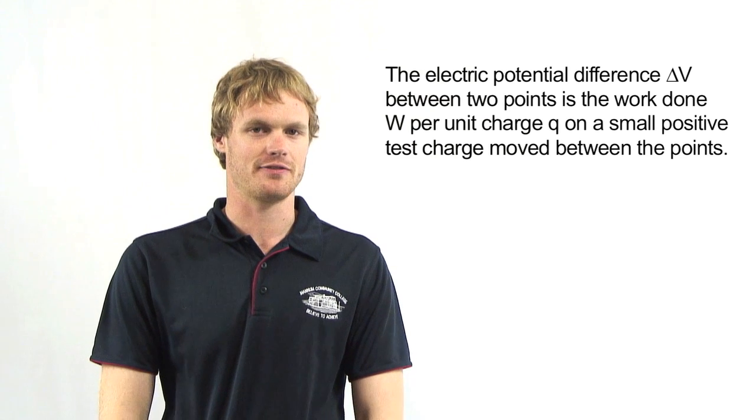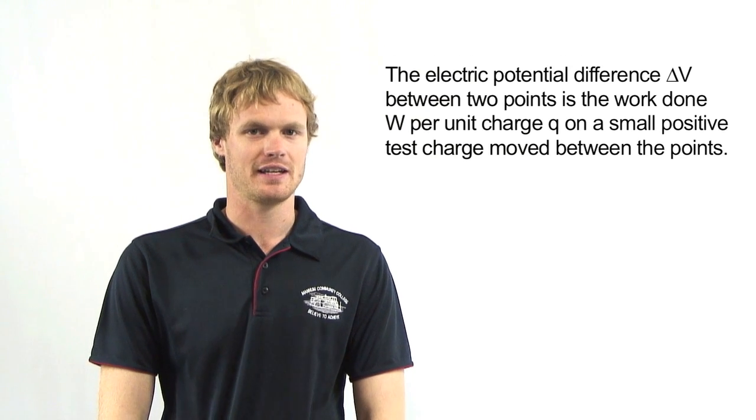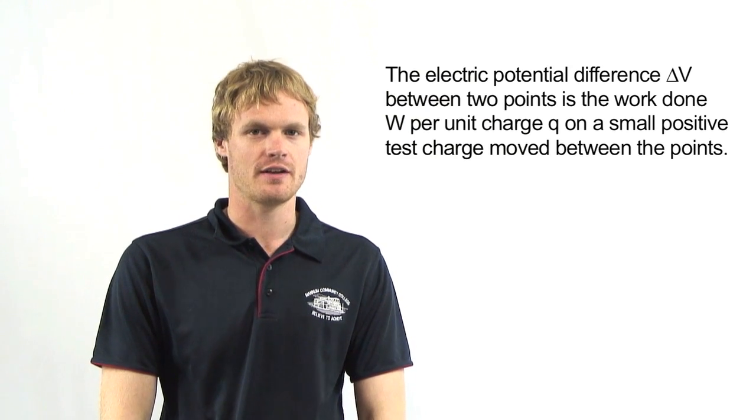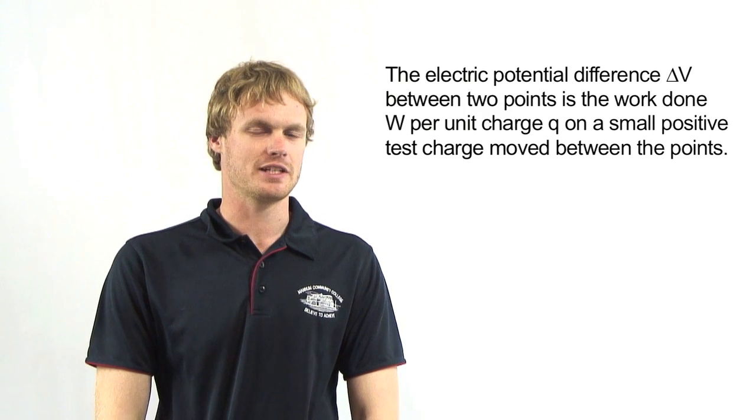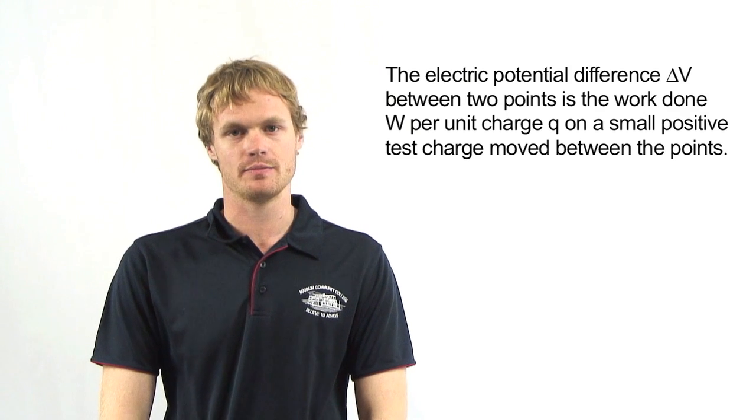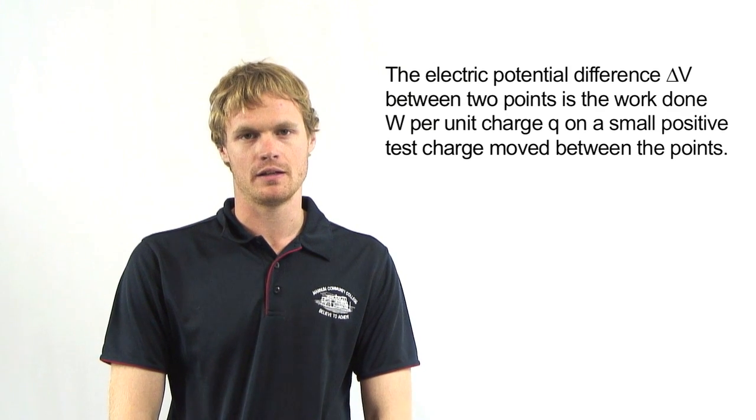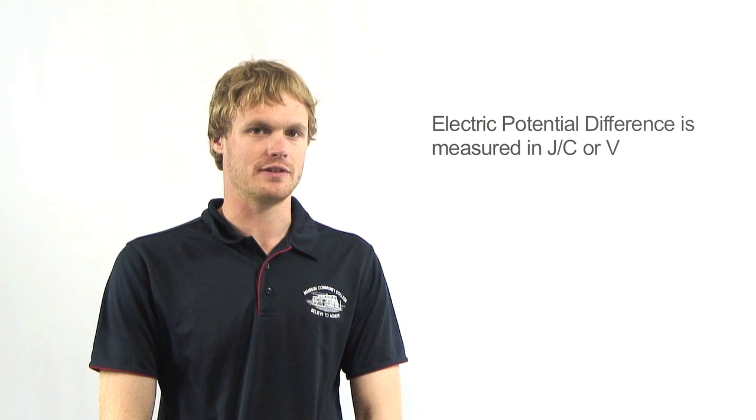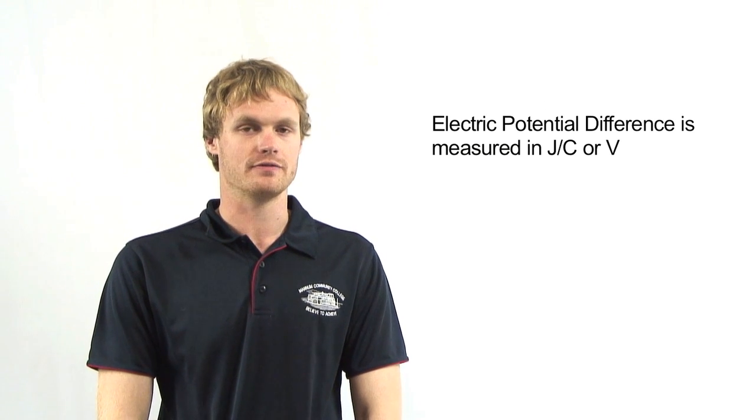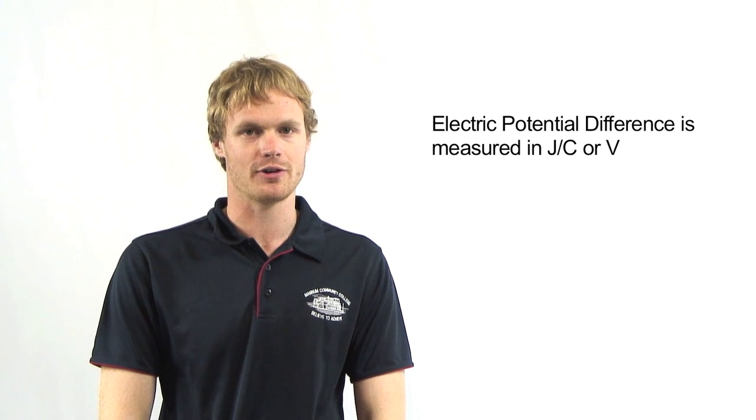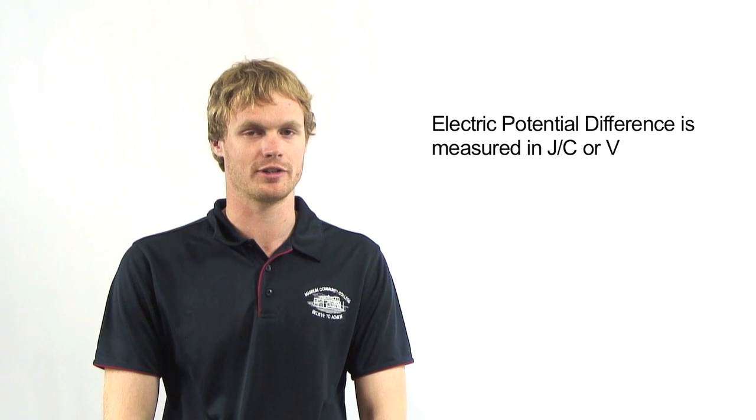The electric potential difference is the amount of work done in moving a positive test charge from one point to another in an electric field. The electric potential difference is given the symbol delta V. Now the units for the electric potential difference are joules per coulomb, or volts. 1 volt is equivalent to 1 joule per coulomb.